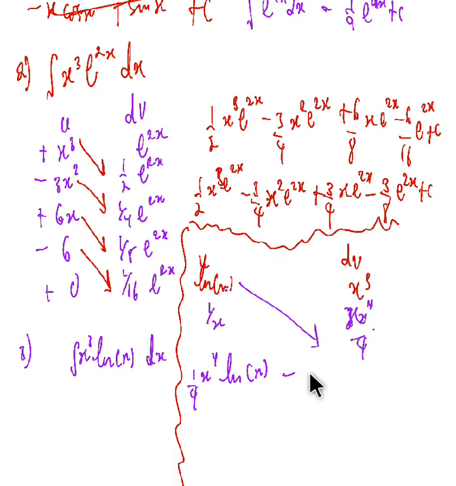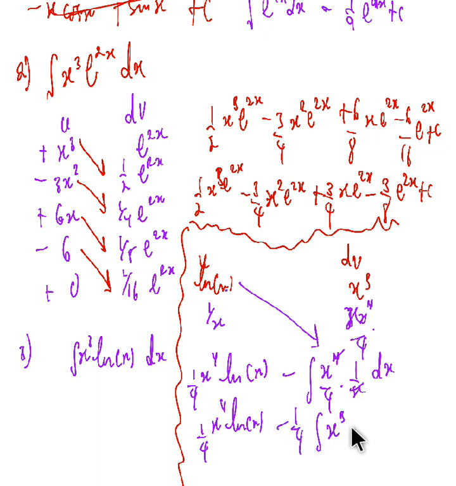that is minus the integral of x raised to the power of 4 over 4 multiplied by 1 over x dx. All right, so we cancel one x here, then we can also bring out the constant. So we have 1 over 4 x raised to the power of 4 ln x, then minus 1 over 4 integral of x cubed dx.